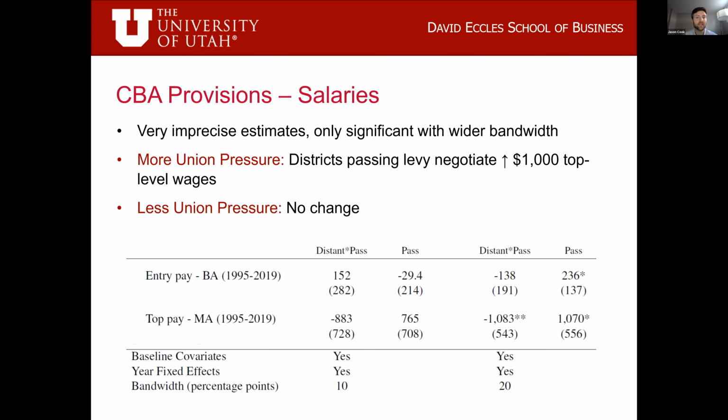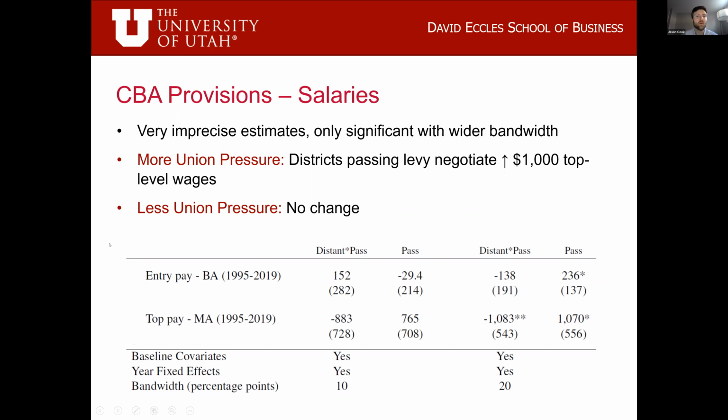And in terms of salaries, this is what's in the union contracts themselves, not necessarily the composition of teachers at these schools, which is just what shows up in that grid. We have very imprecise estimates here, and they're only significant at conventional levels if we expand the window, the bandwidth, to have some more precision. But the point estimates go in the same direction. It's just that we're in that little dip if we look at our first one.